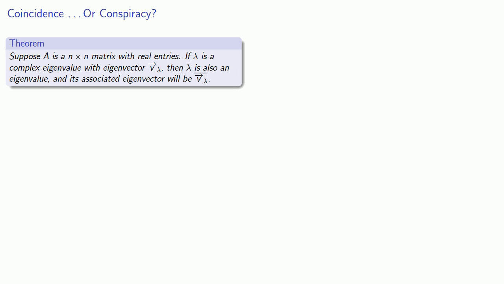In particular, suppose A is an n by n matrix with real entries. If λ is a complex eigenvalue with associated eigenvector v_λ, then the conjugate of λ is also an eigenvalue, and its associated eigenvector will be the conjugate of our original eigenvector.